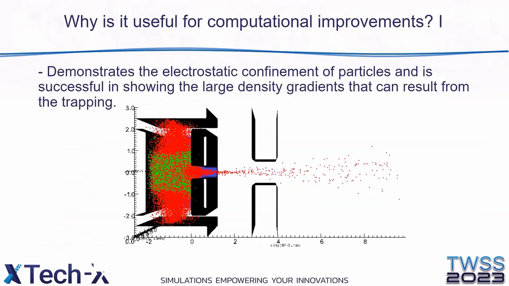And so what one ends up with is something a little bit like this. This is the same top-down image of that geometry. We have our cathodes on either side of the plasma chamber, our anode here in the center, and our extraction plates. The red dots are the argon ions that are being pulled out in this ion beam here, and the green dots are the electrons, both primary and secondary electrons. This example demonstrates the electrostatic confinement of particles, and it's also successful in showing the large density gradients that can result from this trapping.